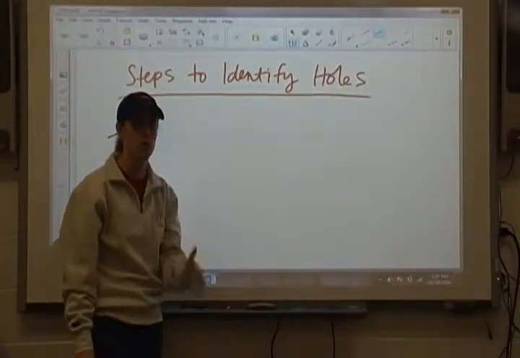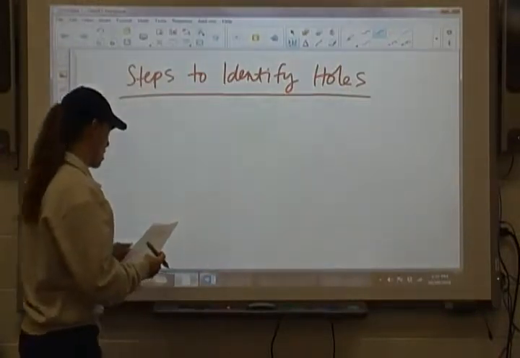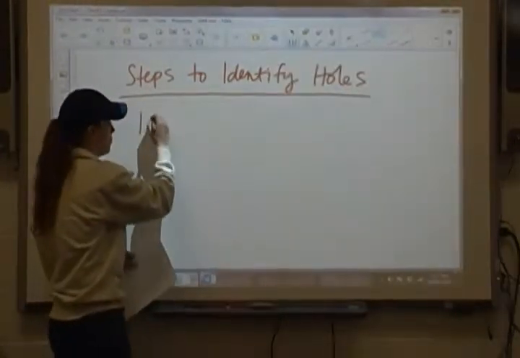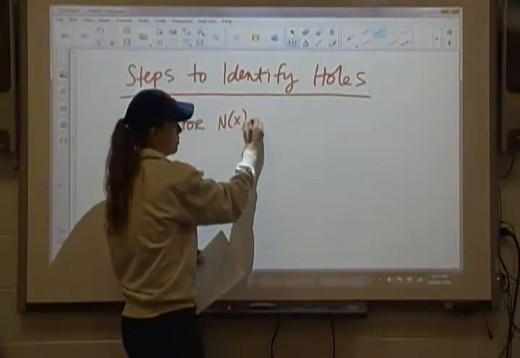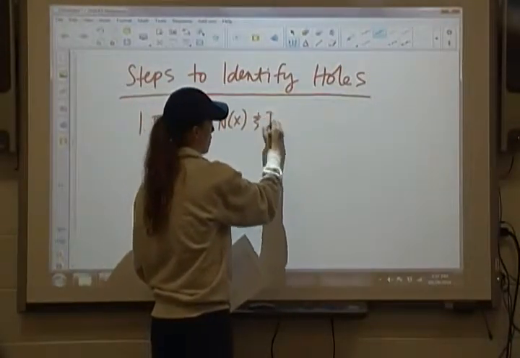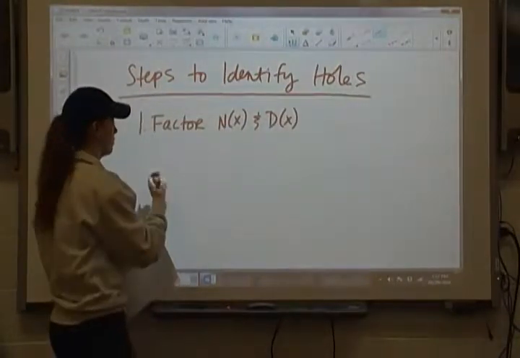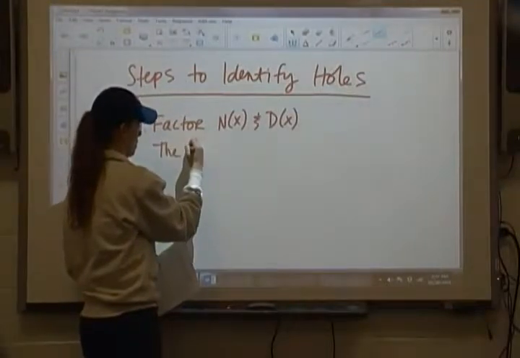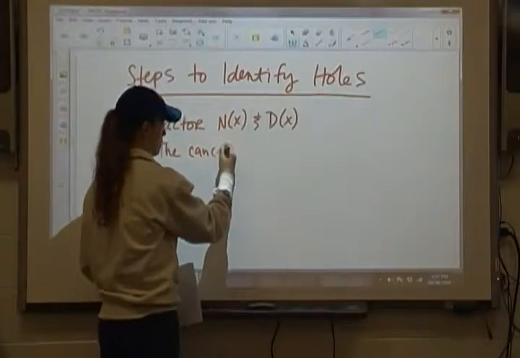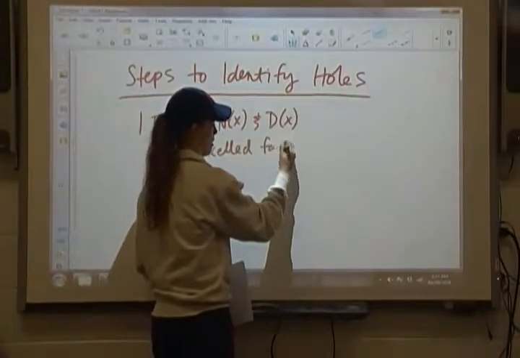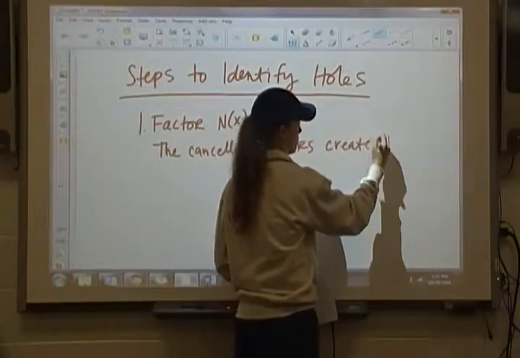With a vertical asymptote, we only want that x equals, or the horizontal, what a y equals value. So our steps here are, first we want to factor the numerator and denominator. I'm still using that abbreviation, n of x and d of x. And then factors that cancel, the canceled factors create holes in your graph.